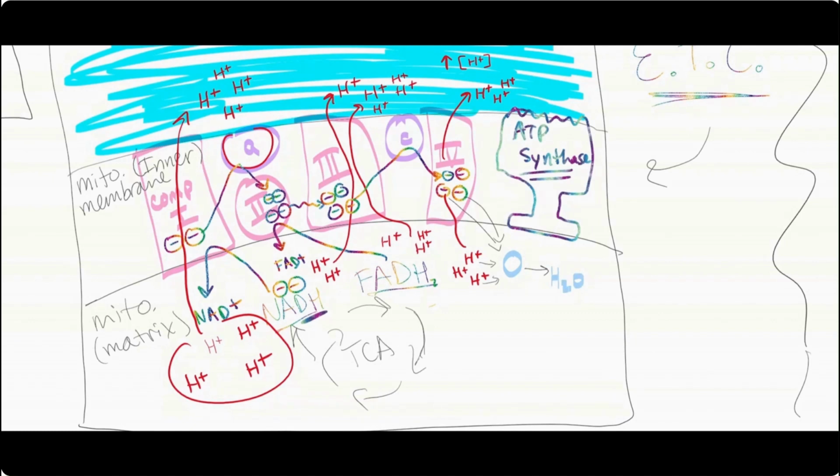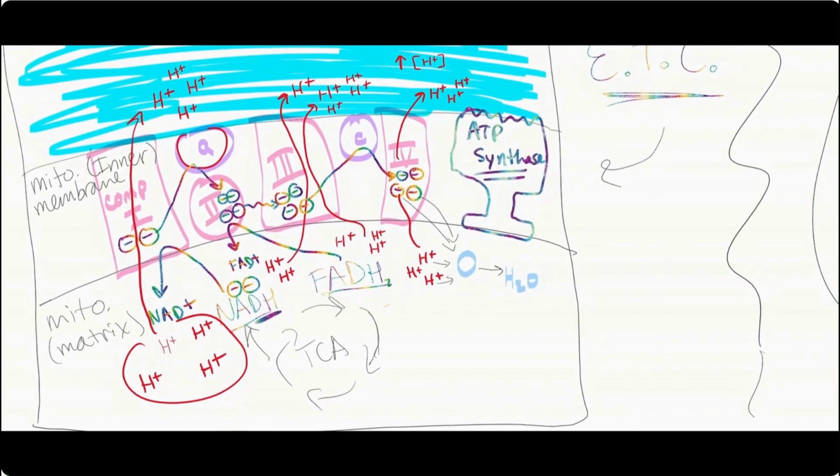Now it's time to touch on the last part of the process where we actually get to synthesize some ATP. So remember the concentration of hydrogen ions we've been building up in the intermembrane space? Well, now it's time to use it to make ATP, with a protein called ATP synthase that we have over here.